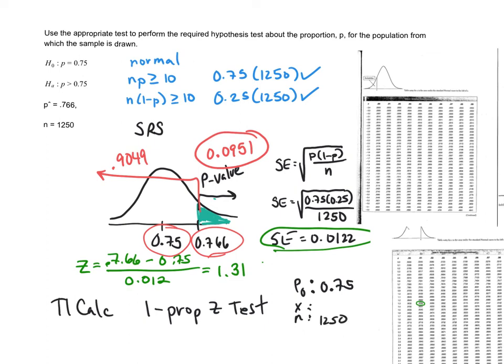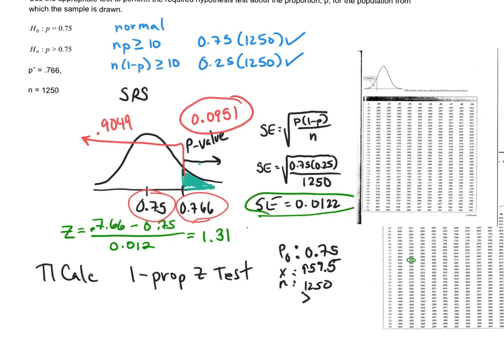I don't actually know what the number is, so I'll have to do the 0.766 times 1250, which gives me 957.5. So that is just our proportion of our sample. And then I'm going to put my hypothesis direction, which in this case is greater than. And so when I put all that in the calculator, it's going to give me that same p-value. So a couple different ways to do it. They both are fine, and they both give you the same answer.